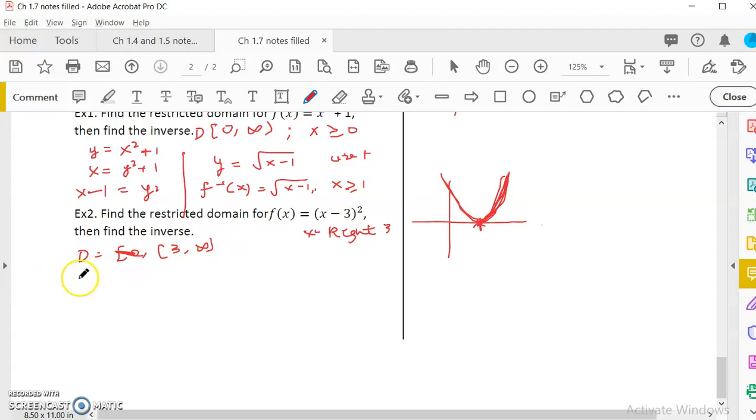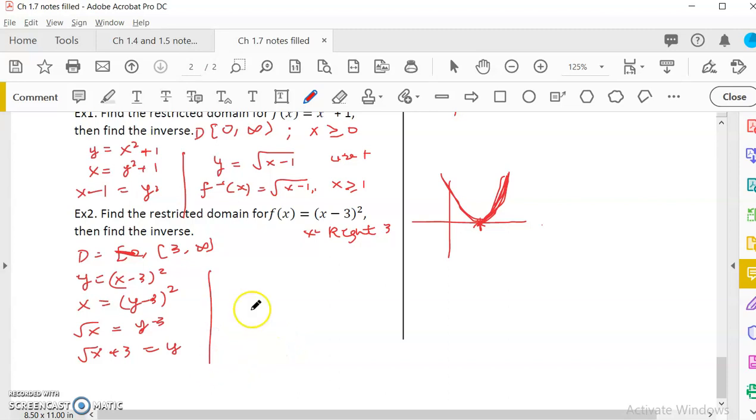Then I'm going to solve for the inverse. So y equal to (x minus 3) squared. Switch x and y: x equal to (y minus 3) squared. Square root of x is positive, equal to y minus 3. Why? Because it's here. And then square root of x plus 3 equal to y. And this is the new inverse. This is the inverse of (x minus 3) squared: the square root of x plus 3. You can see that the domain is always 3 and then add a positive radical.